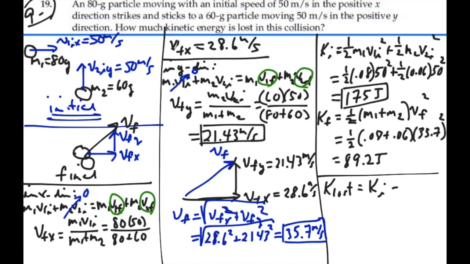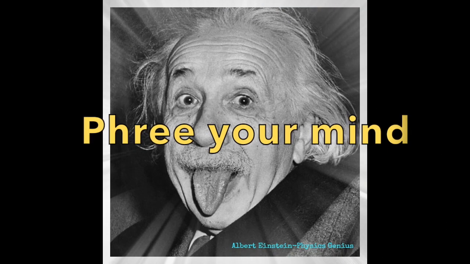the amount we started with minus what we ended up with. So that's going to be 175 minus 89.2, which is 85.8 joules. That's how much energy, kinetic energy, we lost in this collision. 85.8 joules. Answer.